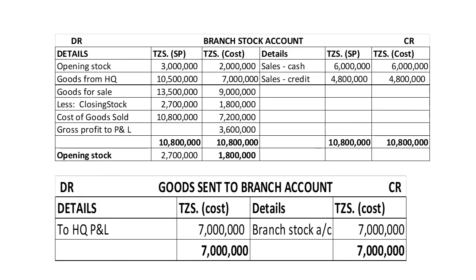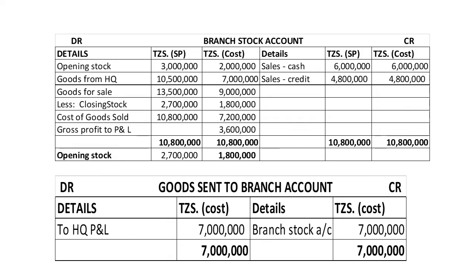So by memorandum, we may use a branch stock account. The branch stock account also has two columns: one column for selling price and the other column for cost.